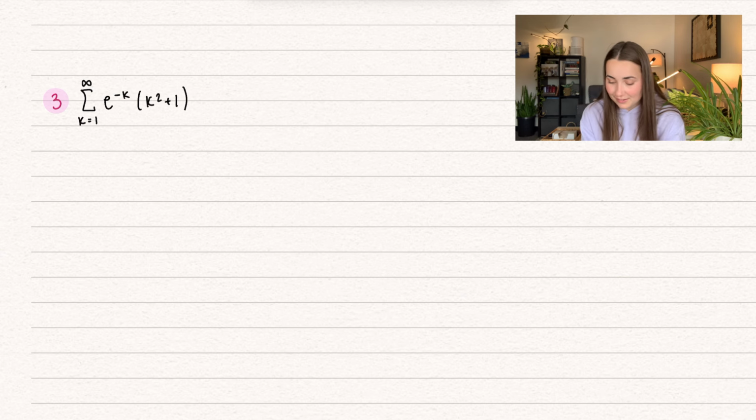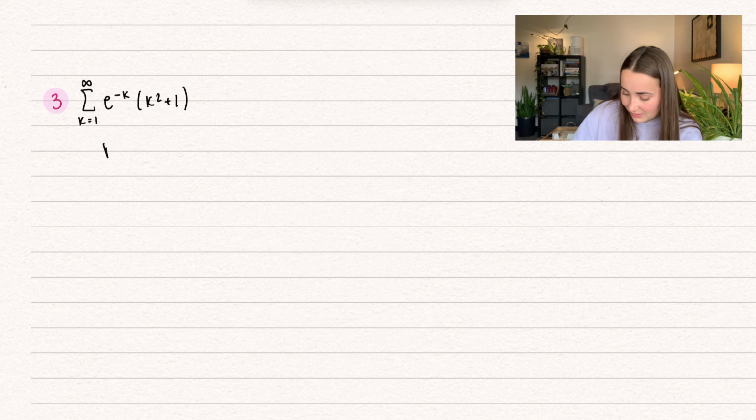Okay, we have one more here. So the summation k equals 1 to infinity, e to the negative k times k squared plus 1. Now notice here there's no factorial. A factorial is really a good clue for I want to use the ratio test, but that doesn't always have to be the case. So let's go ahead and try this one out.